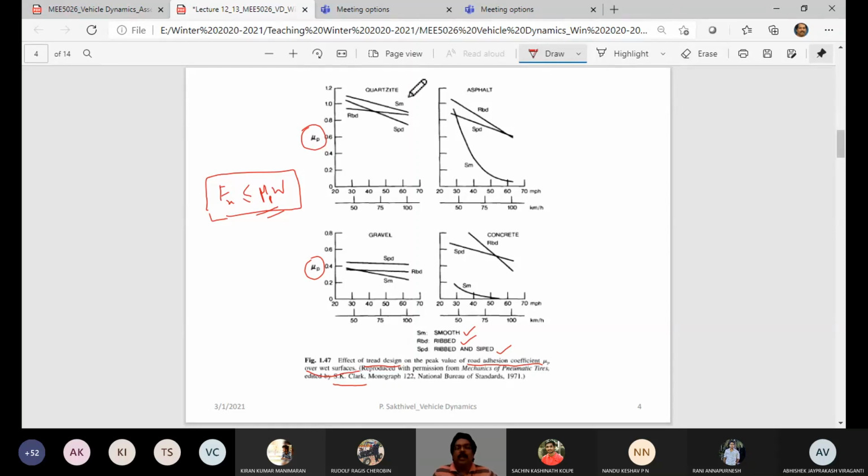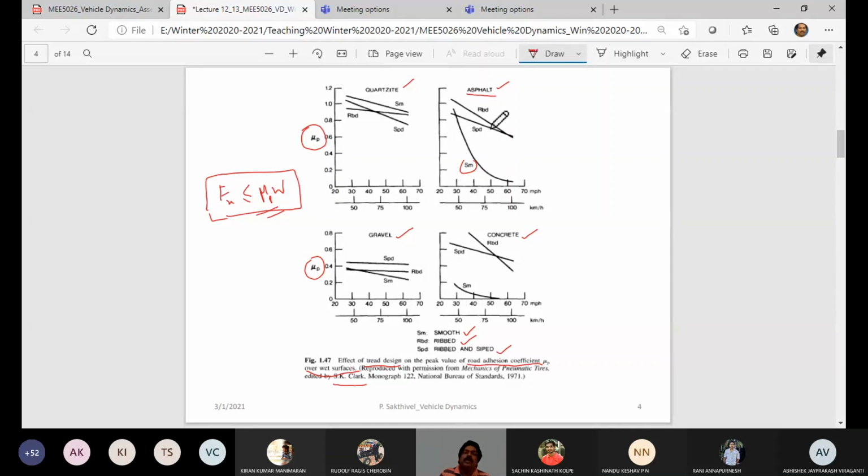So you have this quartzite road, and you have an asphalt road, a gravel road, and a concrete road. So these four cases may be accommodating the four descriptions of the road texture that you have seen on the first slide. Now what you have to observe here is the smooth tire. The smooth tire, compared to the siped or ribbed tire on an asphalt road, has a pronounced influence as a function of speed. So when I increase the vehicle speed, the smooth tire on a wet surface would lose its μp value so quickly compared to the other two.